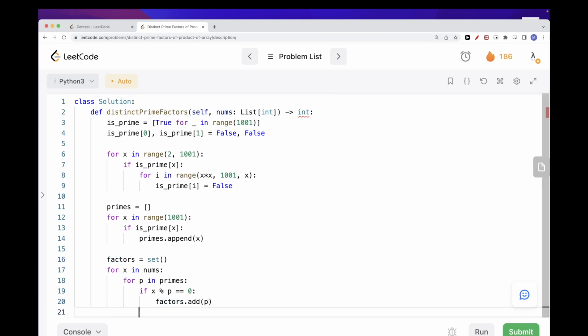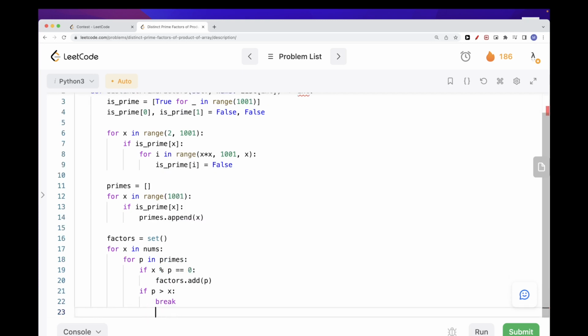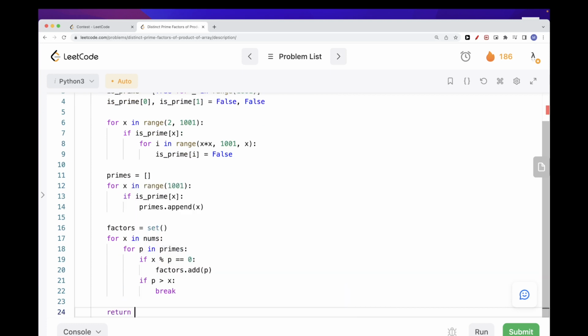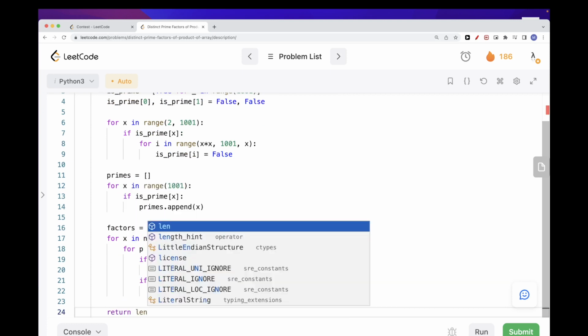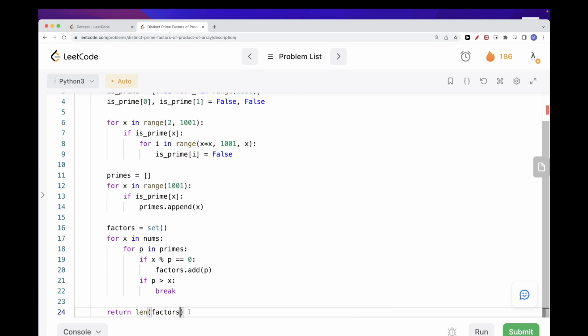And if this prime is bigger than x, that means, because this is in increasing order, as we go we'll only get bigger values. And also if a number is bigger than x, it won't divide it. So as we progress through primes, we'll only get bigger values, so it will only be values that don't divide x. So there is no need to continue, so we can just break here. And then at the end, once we have all the factors, we can just return the length of the factors. And that should be it.